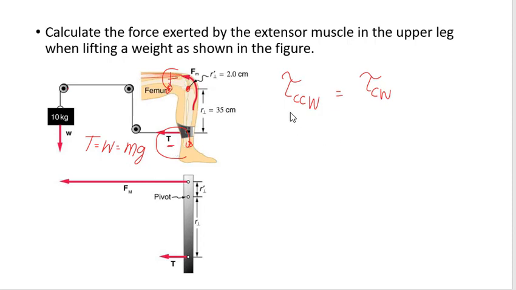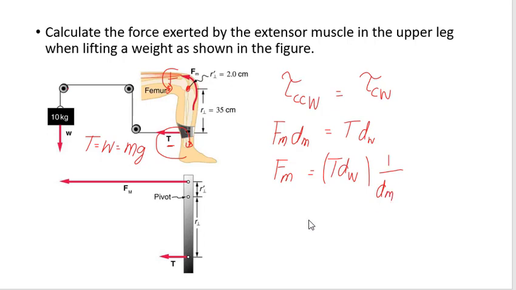Okay, so let's now substitute the given we have here. For the counterclockwise rotation, we have the force of the muscle times the lever arm, the distance of the muscle, equivalent to the tension multiplied by the distance of the weight. So the force of the muscle, which we are looking for, equals the tension times the distance of the weight divided by the lever arm for the muscle.